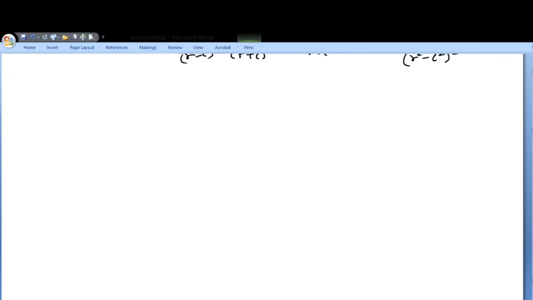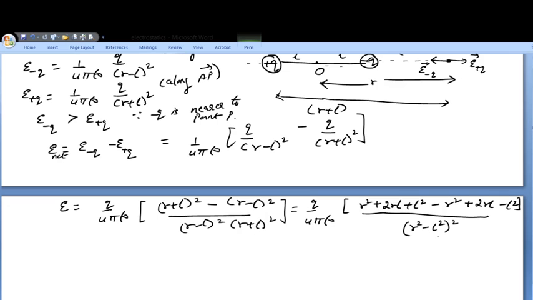I hope you understood how you got this denominator part. Now see here, this denominator part: you have this equation, A square minus B square is (A minus B) and (A plus B). This is what you have.